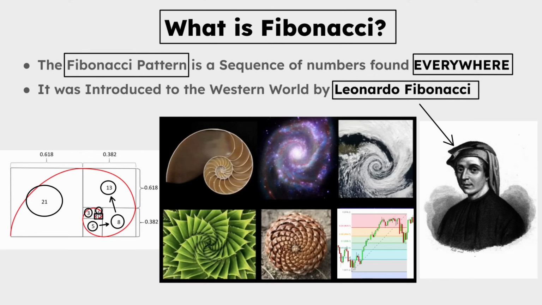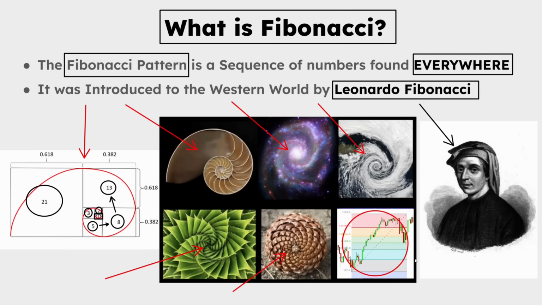This pattern can be found everywhere. So for example, if you take a look at the first image right here, which is some kind of shell, you can see that it's super similar to the Fibonacci pattern. And it turns out that the structure of the shell is actually built upon the Fibonacci sequence. But this pattern can also be found in galaxies. We find the pattern in hurricanes, in this plant, and in this thing as well, which I don't know the English name for. So the Fibonacci pattern is found in nature, but it's also found in the charts.